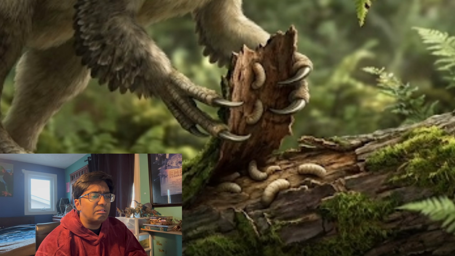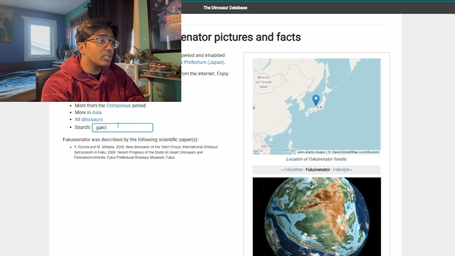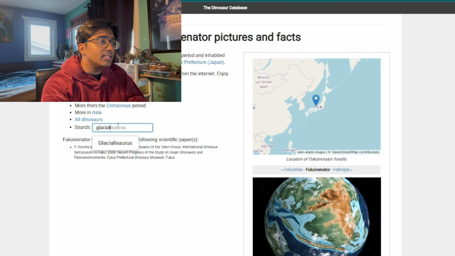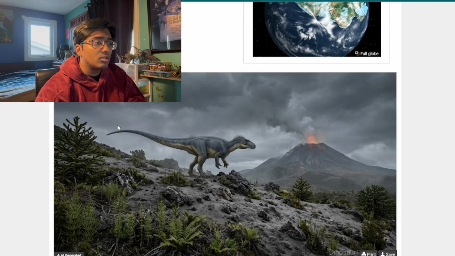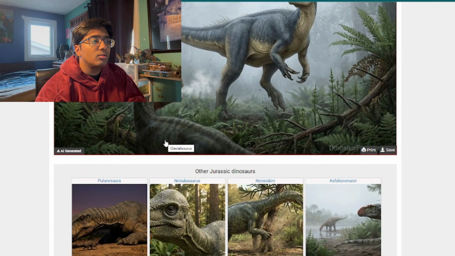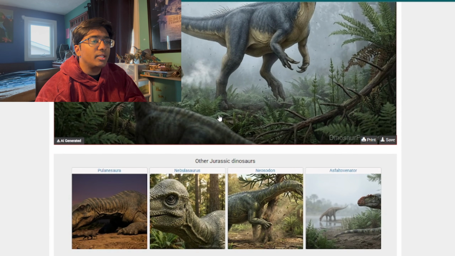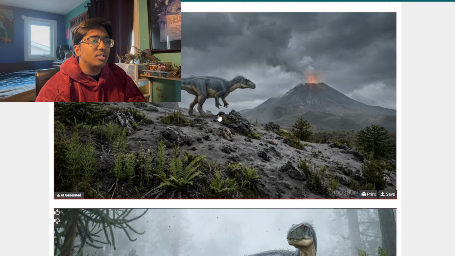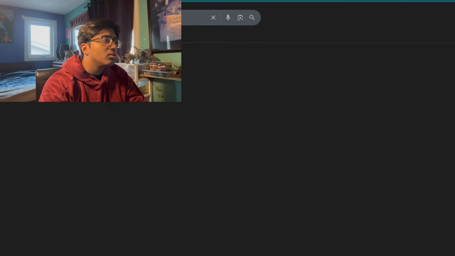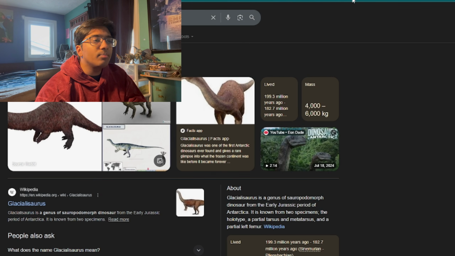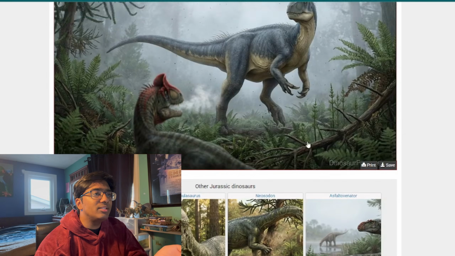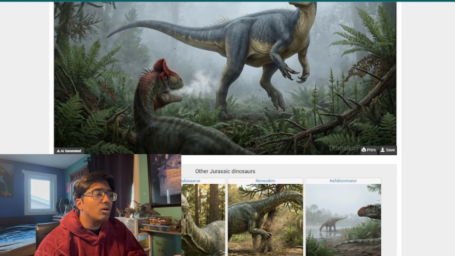Ugh. A Glacialisaurus? Oh, whoops, I spelled it wrong. Glacialisaurus. Okay, that's just a straight up theropod. I'm not tripping, right? Glacialisaurus isn't a theropod, it's a basal sauropodomorph, right? Yeah, it's a basal sauropodomorph. What the hell is this? What? Is there no quality control at all?